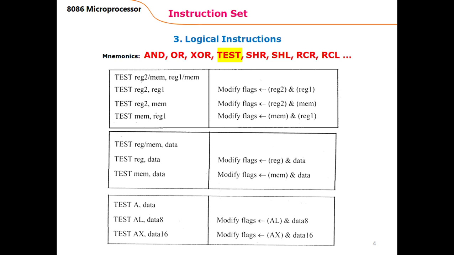Test with immediate data specifically is also available with the accumulator. In the 8-bit version, the AL register is used with immediate data, and in 16-bit mode, the 16-bit AX register is used for 16-bit data. And as these formats are specifically for the 8086 microprocessor, for other microprocessors, even the 32-bit version of the accumulator, which is EAX, can also be used with immediate data.